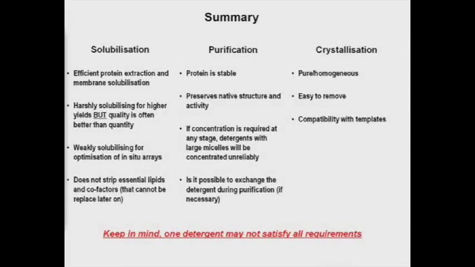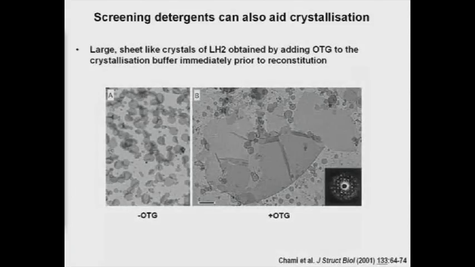Okay, so in summary, these are the properties that I've just talked about in terms of what's ideal for our detergent for 2D crystallization studies, in terms of solubilization, purification and crystallization. You'll see there's some overlap in here, and I've already gone over all these points, so I won't go over them again. But what I will point out is that you need to keep in mind that one detergent may not satisfy all requirements, and therefore the possibility of detergent exchange or adding extra detergents in is one that we need to think about.